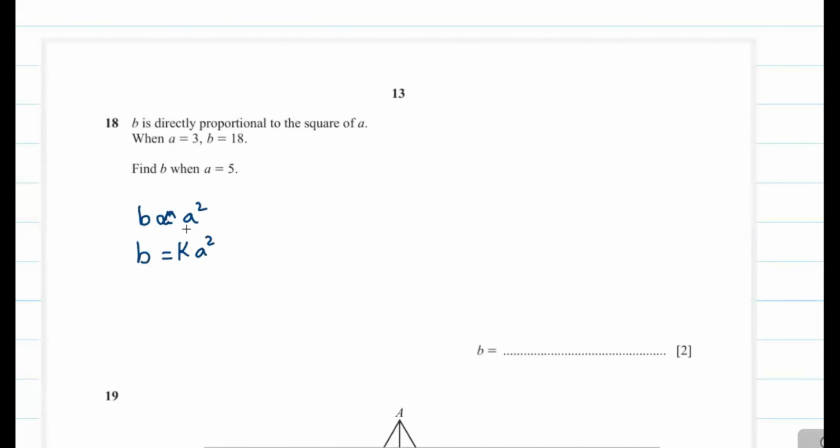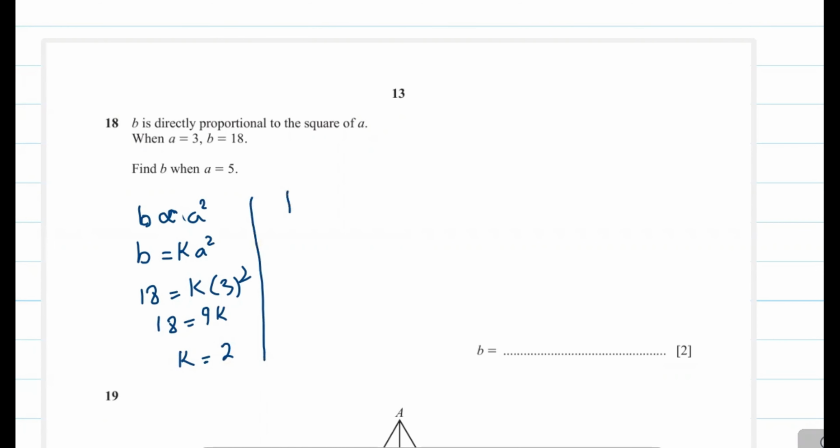Now B here is 18, and A is 3, whole squared. Now 18 equals 3 squared, which is 9, so 9K. Now K will be equal to 18 over 9, which is 2. Now we can write the formula B equals 2A squared. Now to find B when A equals 5, we substitute the value. Here is 5 squared. You get 2 times 25, that's equal to 50. Now B will be equal to 50, that is the answer.